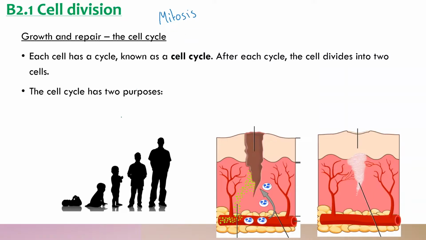So mitosis is for normal growth and development. That's what the picture showing a baby growing into an adult is about. And this one shows wounds, so repair. The platelets have come along first from the blood, that's what these little dots mean, but then the cells divide to repair.